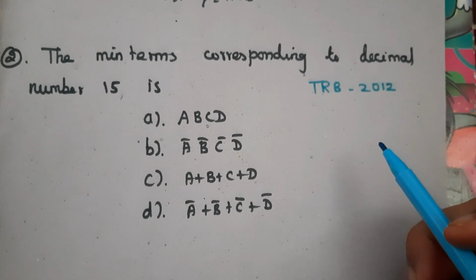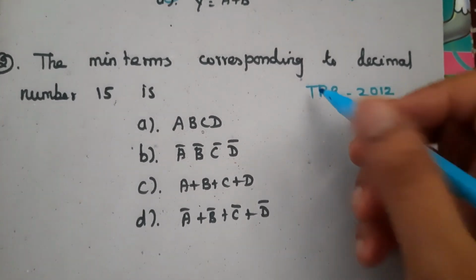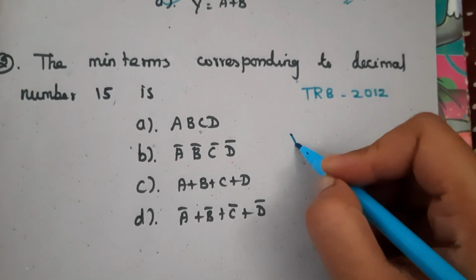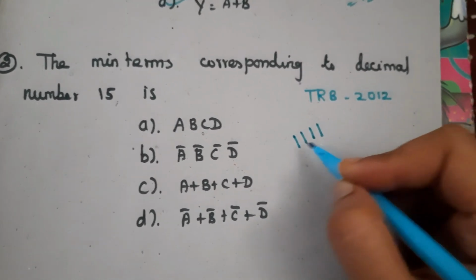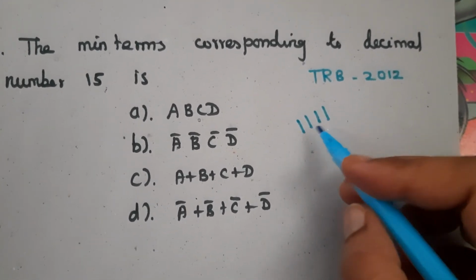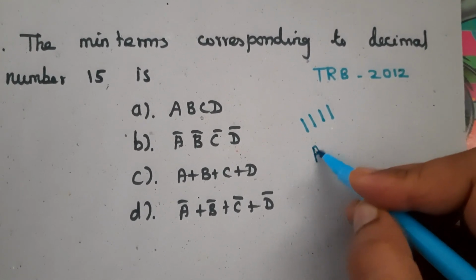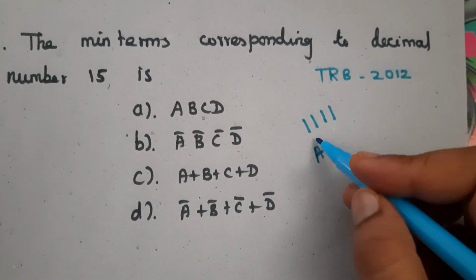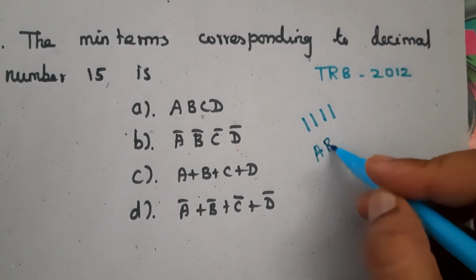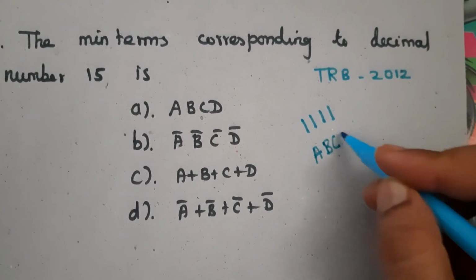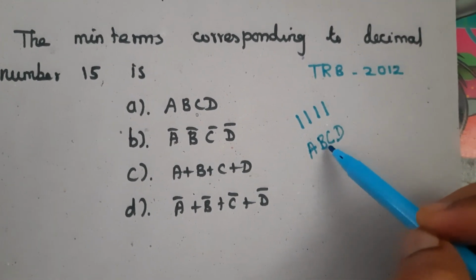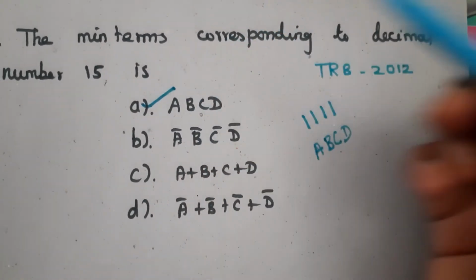Next question, the min terms corresponding to decimal number 15 is. The decimal number 15, the equivalent binary is 1 1 1 1. So if A B C D is used to represent the binary value, 1 is represented as A, and 0 is represented as A bar. So now 1 means we represent this one as A, this one as B, this one as C, this one as D. So the min term corresponding to decimal number 15 is A B C D. So here the answer is A.